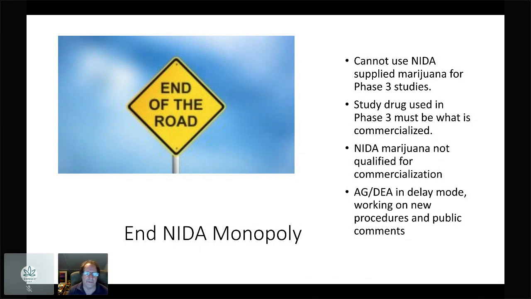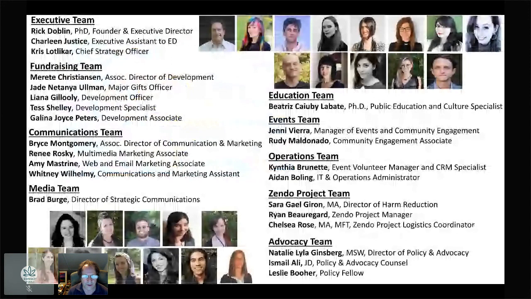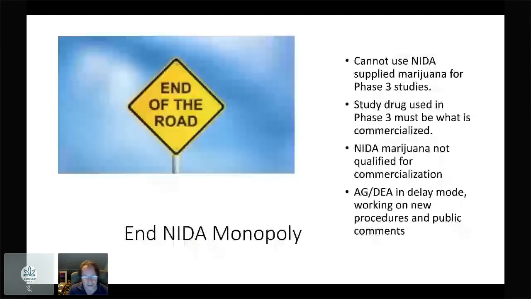It's only for research. And in phase 3 research, you have to use the exact same drug you want to market. So this monopoly is on its last legs, but it hasn't ended yet. We need to encourage Attorney General Barr to end the monopoly. So that's another thing that we're doing. We've been working on that since 2000, trying to end the NIDA monopoly. And May 22nd is when the comment period has to go in on the DEA's suggestion for other things. So MAPS, yeah, next slide, please.